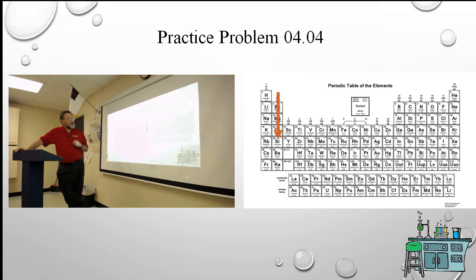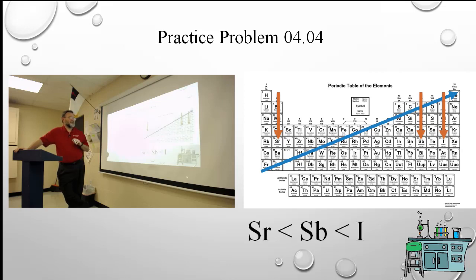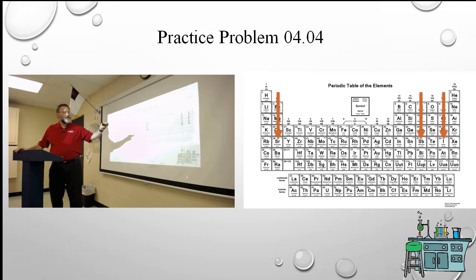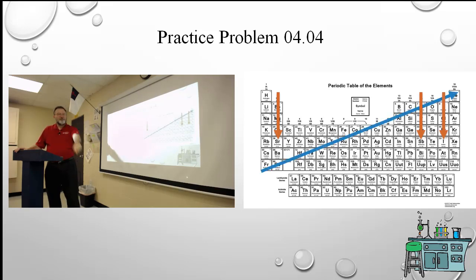Sr, Sb, I. Oh, sorry. It had all those forwards built into it. Take it away real quick so we can logic through it. Here's the way it's supposed to work. Sr, Sb, I. What is the periodic property we're looking for? Ionization energy. The trend is up and to the right.